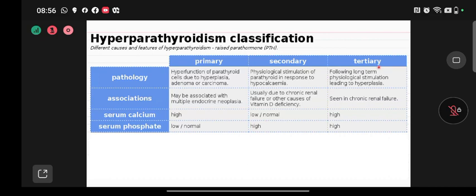How to differentiate primary and tertiary hyperparathyroidism? Can you address that, please? Yeah, in the primary one, there is a high level of calcium, and the phosphorus is usually low or normal, while in the tertiary, both are high.